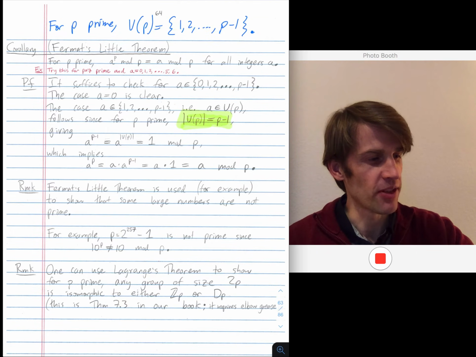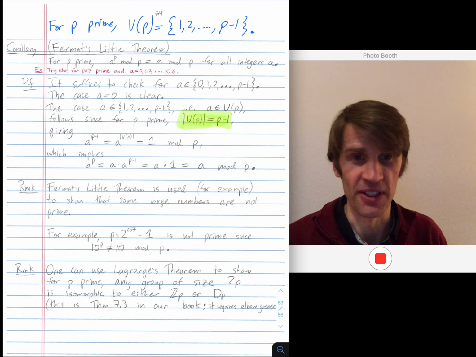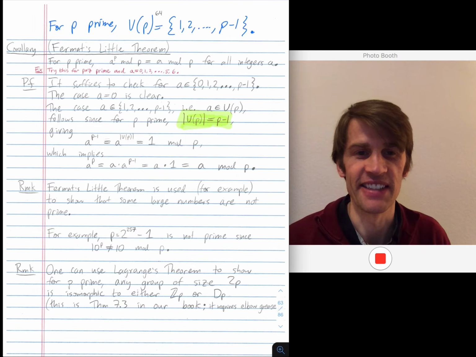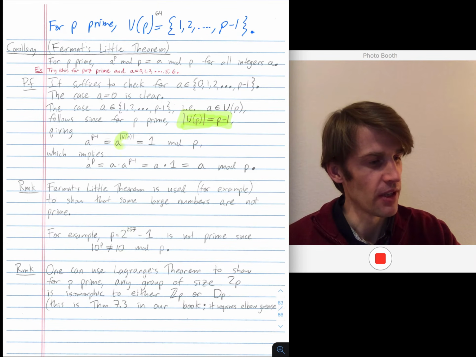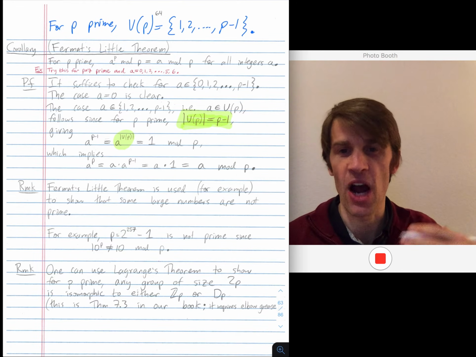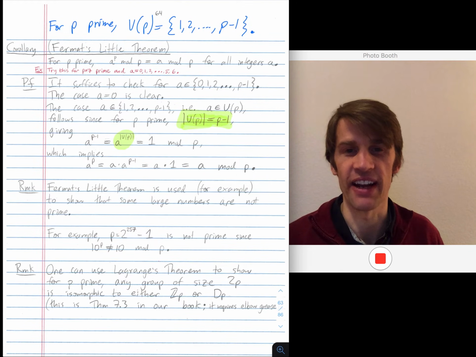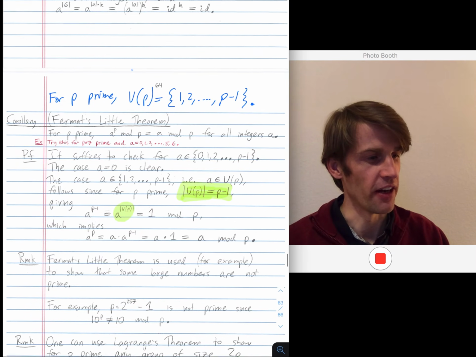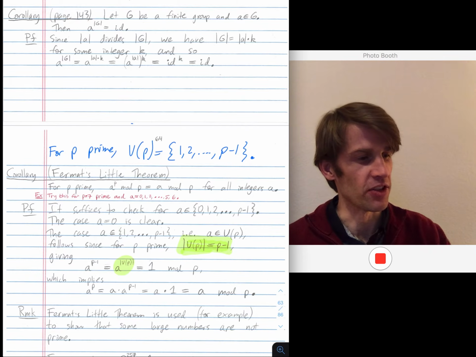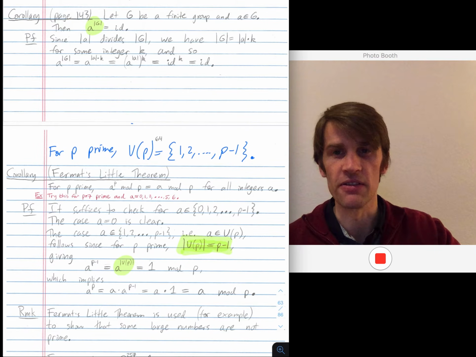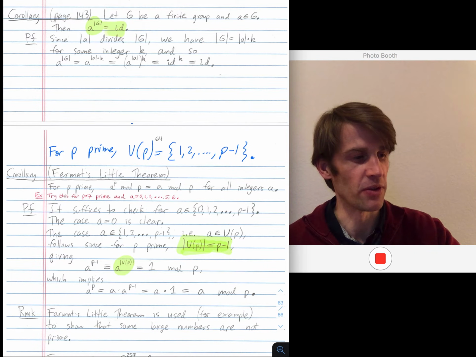So we have some group, and we know its size. It's p minus 1. And now, in this group of units, any element raised to the power of the size of the group is equal to the identity of the group, right? That's this corollary right here. In a group, any element raised to the power of the size of the group is equal to the identity in that group.